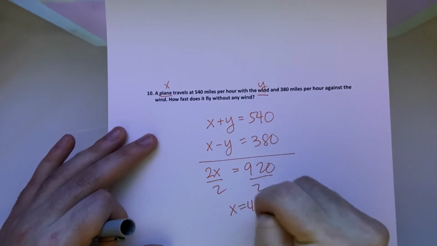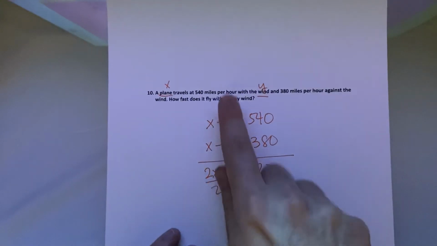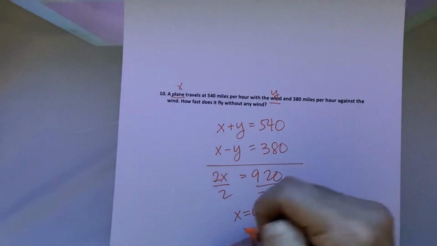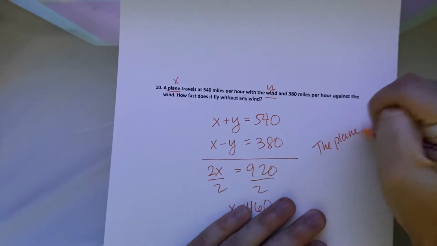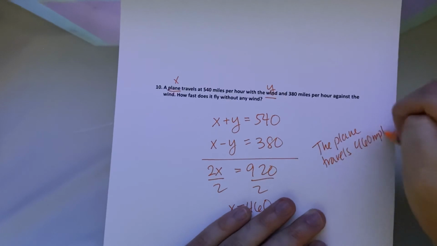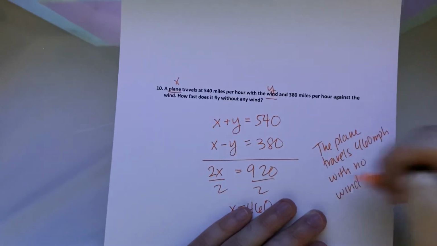X is 460. Now normally we solve the rest. However, it just wants how fast does it fly without the wind, which is our plane speed, which is x. So the only thing it's asking for is x, which we already got our answer. So the plane travels 460 miles per hour with no wind. And that is all for 7.7.